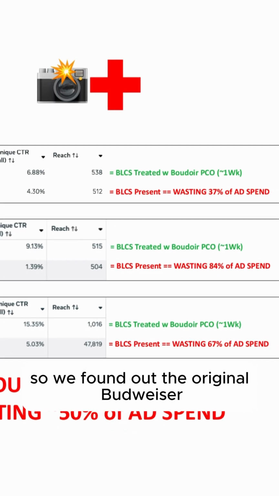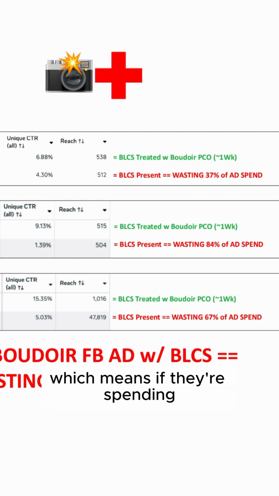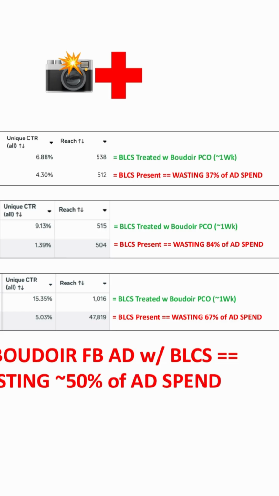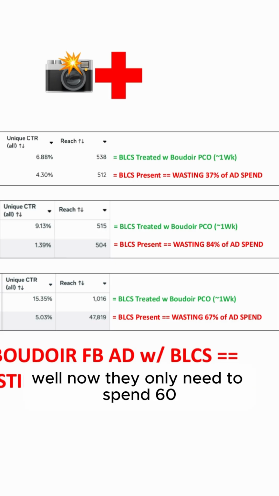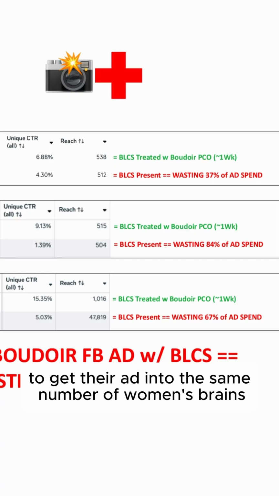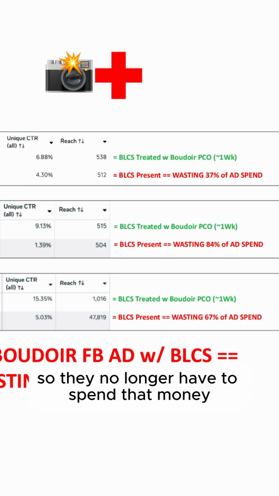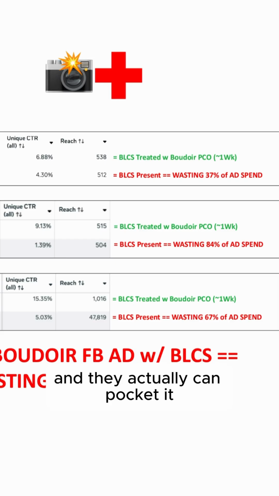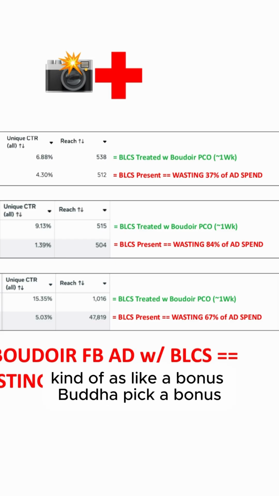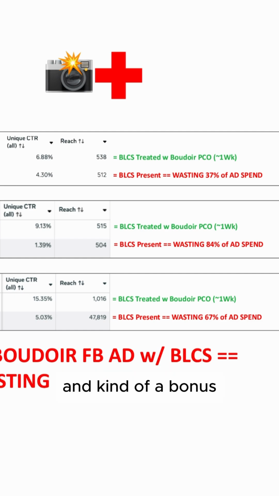So we found out the original Boudoir Facebook ad was wasting 37% of ad spend, which means that if they're spending 10 grand a month on the original Boudoir Facebook ad, now they only need to spend $6,300 a month on the Boudoir Pico treated ad to get their ad into the same number of women's brains. So they no longer have to spend that money, and they actually can pocket it kind of as a bonus, Boudoir Pico bonus. They just don't spend it because it would have all been wasted anyways. A $3,700 a month bonus.